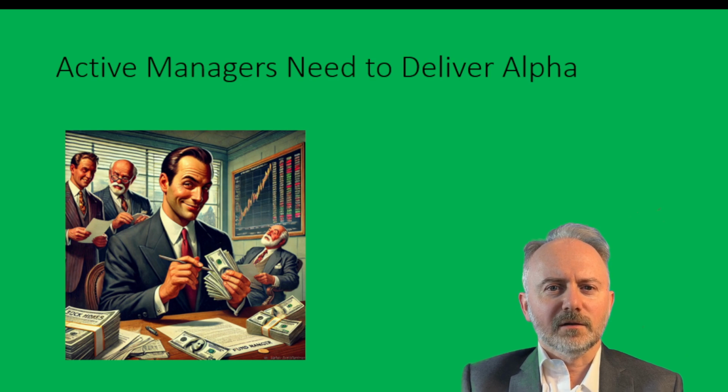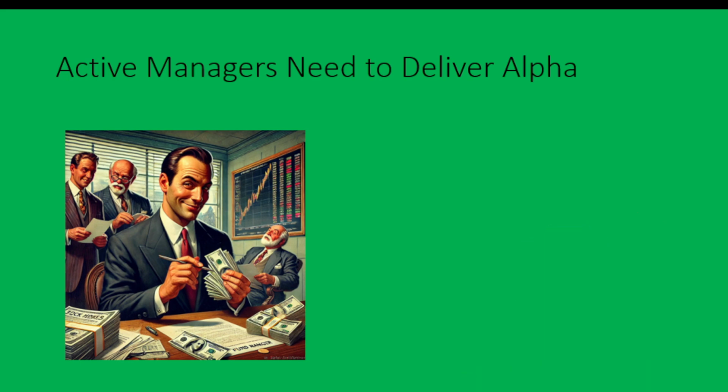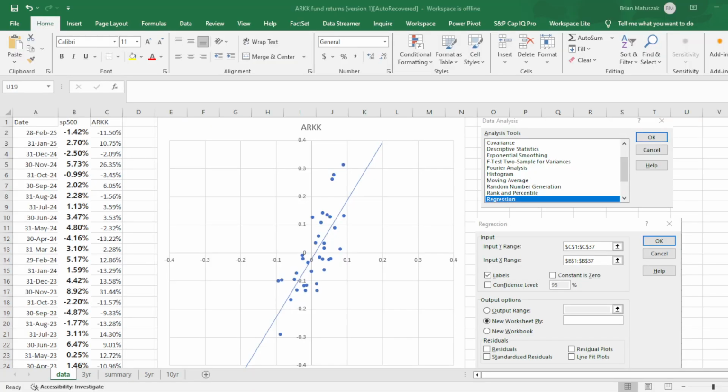So to calculate what alpha and beta are, we can do a simple regression. To do that, first we need to get the data. And in this case, I've used the ARK Innovation Fund. I've downloaded the data from a site called investing.com using monthly returns for both the fund and the index.